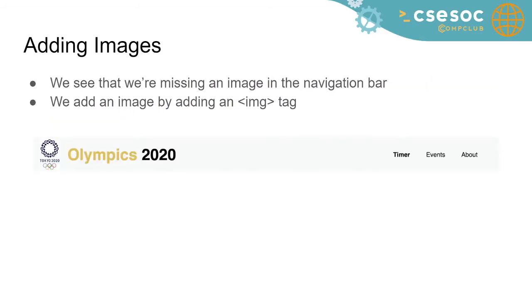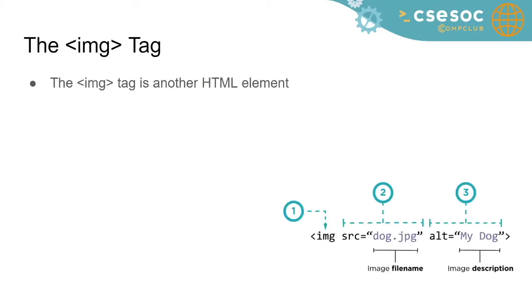Yep, no worries. Alright, so now that we've got our navbar working, we see that we're missing an image in the navigation bar. So you might be thinking, well, how do we add this image? Well, it's actually pretty simple. All we need to do is add an image by adding an img tag. They look pretty similar, which is why it's easy to remember how to add images.